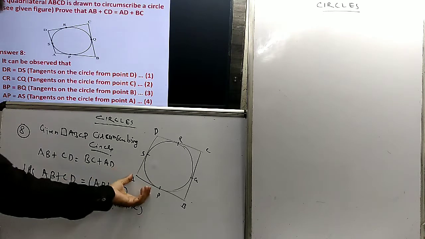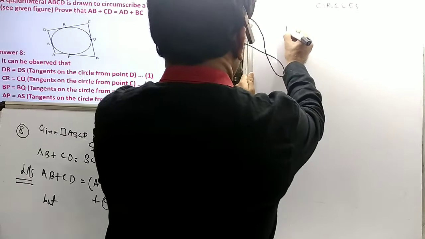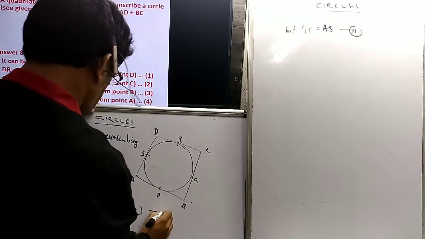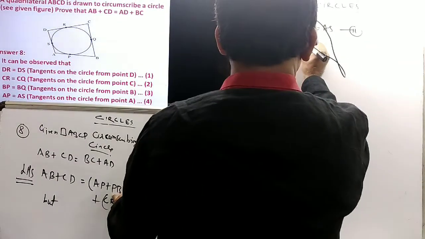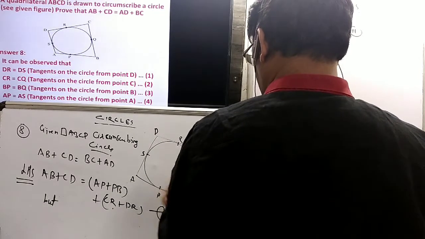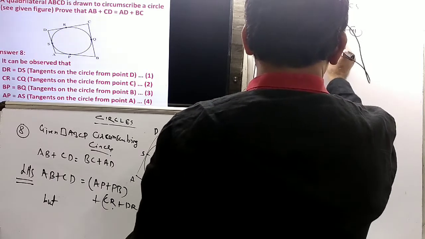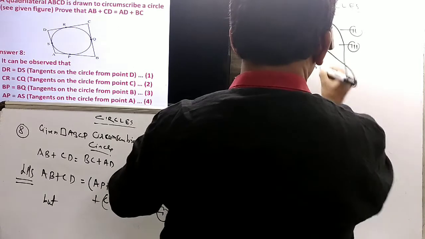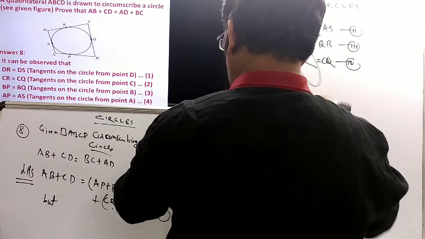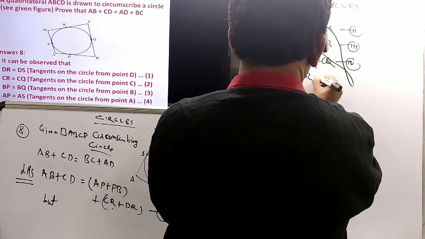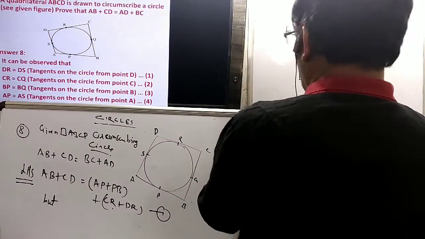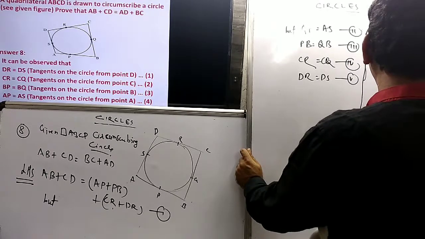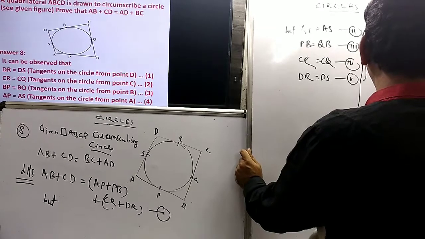But what happened? AP equal to AS, this is the first equation. PB equal to QB, this is third. Next is CR equal to CQ, number four. And DR equal to DS, number five. And the reason for all of these is that these are tangent segments from the same exterior point.